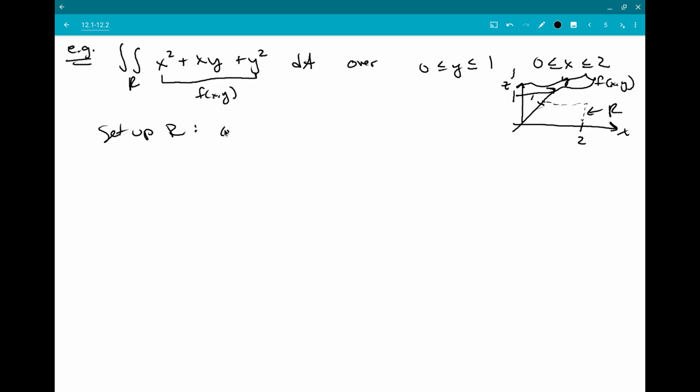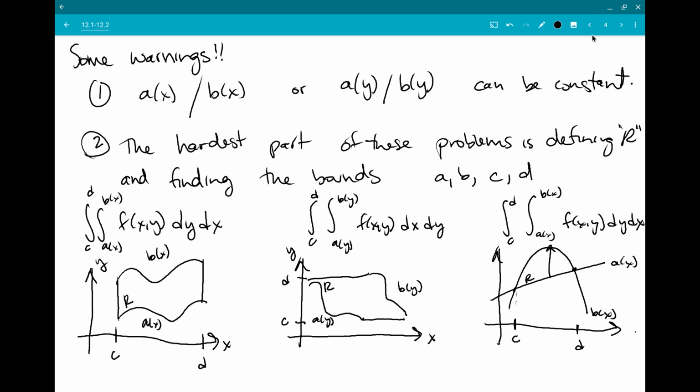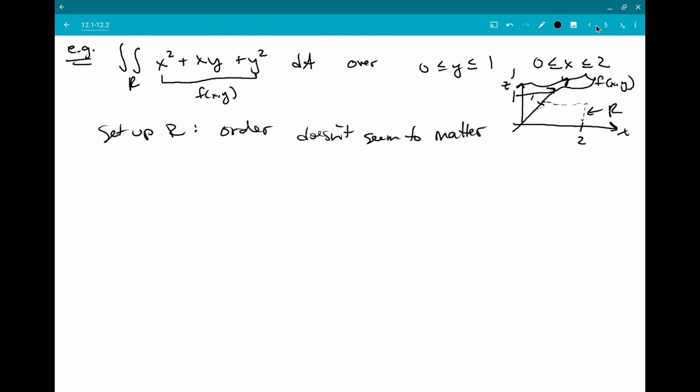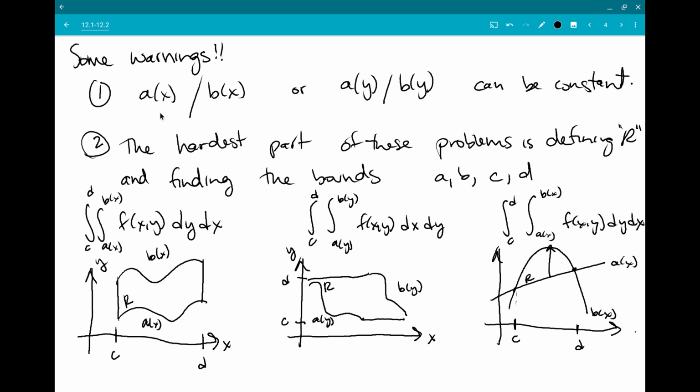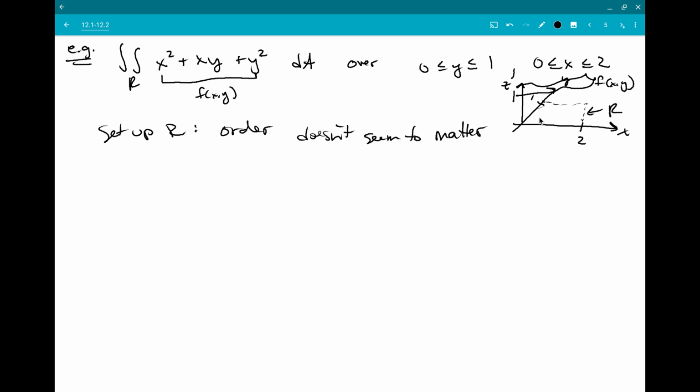For this one, order doesn't seem to matter. In future, more complicated problems, I'll want to see what my easiest a, b, c, and d are. But since they're all numbers, this is that first one I warned you about. Sometimes those things are constant and then it doesn't really matter. So I'm going to go ahead and say we'll do dx dy this time, because you've written a lot of integrals dx in the past. Maybe it'll be nice to write one of those again.